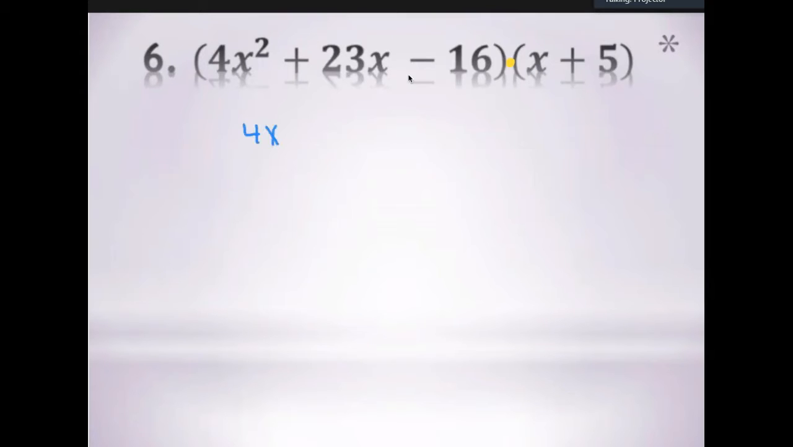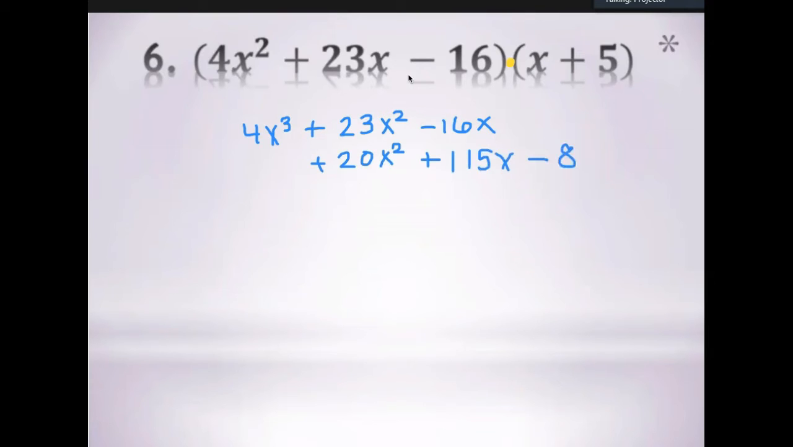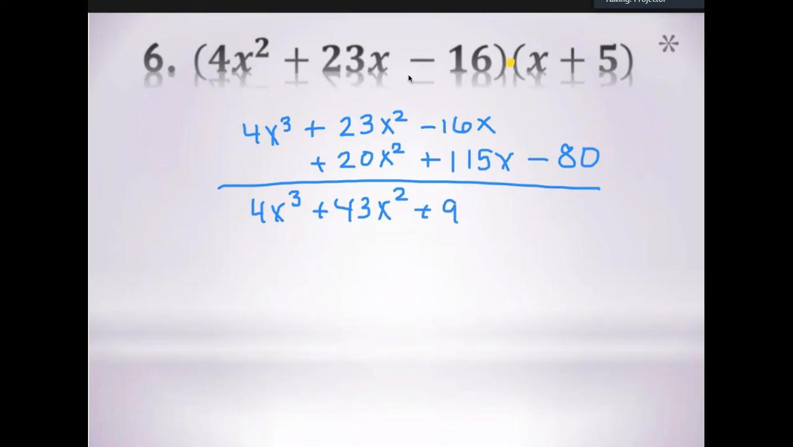So this would be 4x cubed plus 23x squared minus 16x. And then distributing that 5, you get plus 20x squared. And then plus 23 times 5, which is 115x, minus 5 times 16, or 80. Combining like terms, you get 4x cubed plus 43x squared, and then 115x minus 16x is 99x, minus 80.